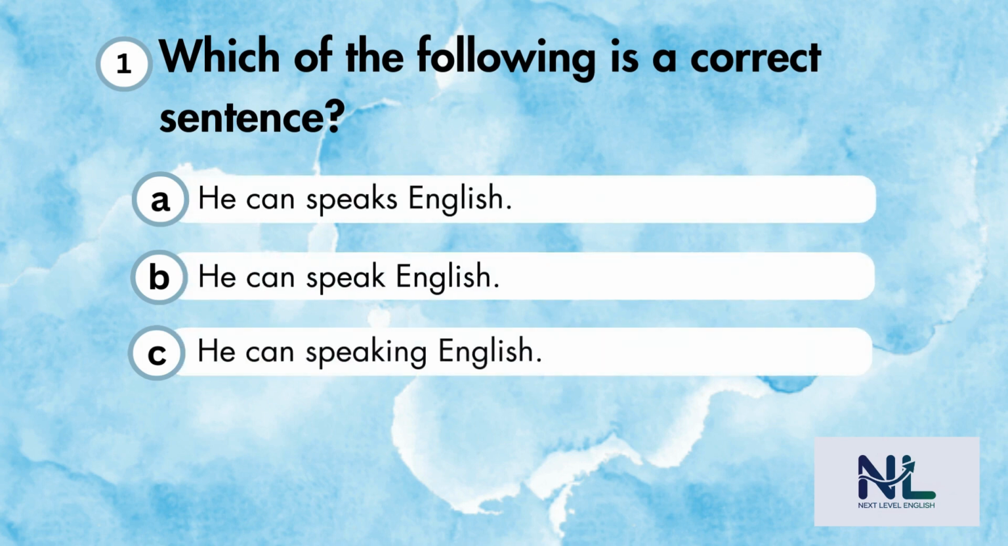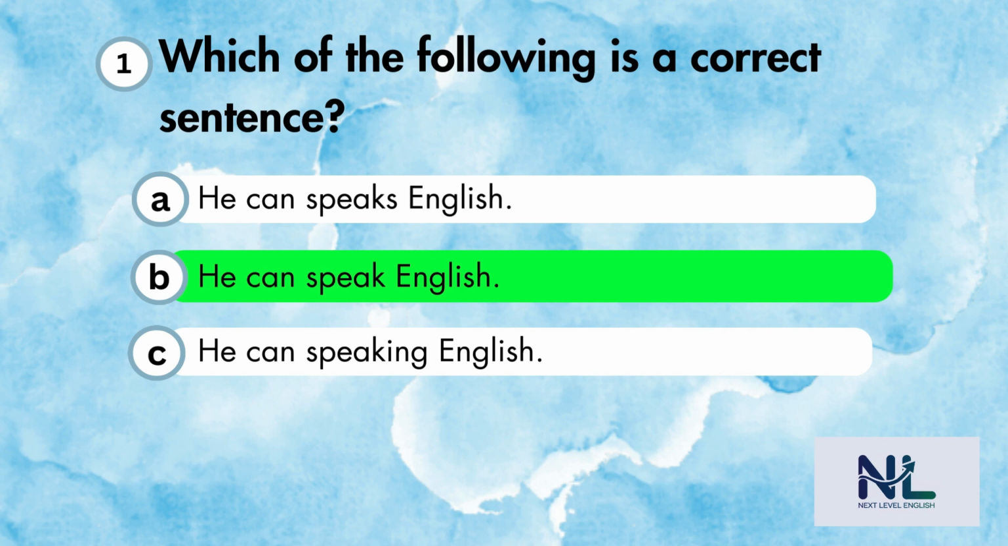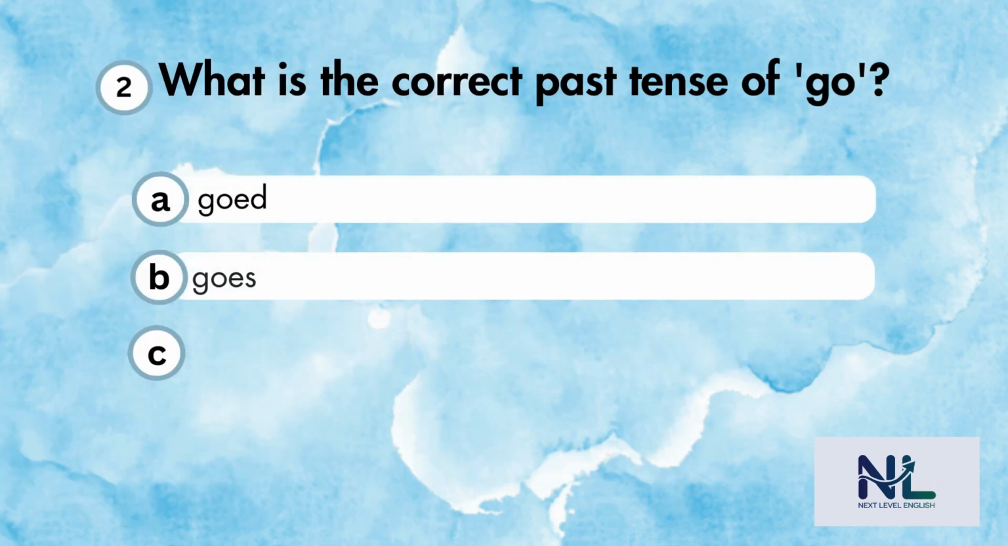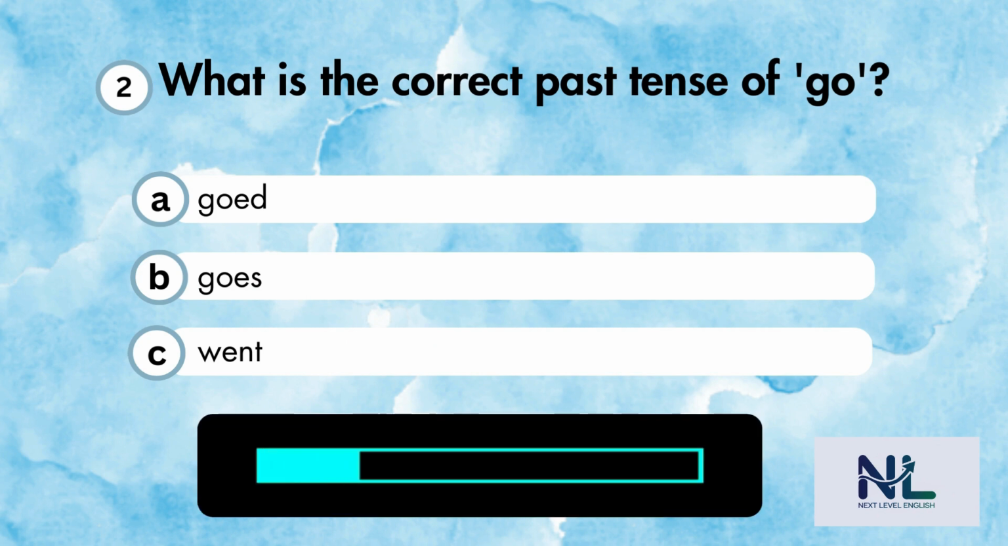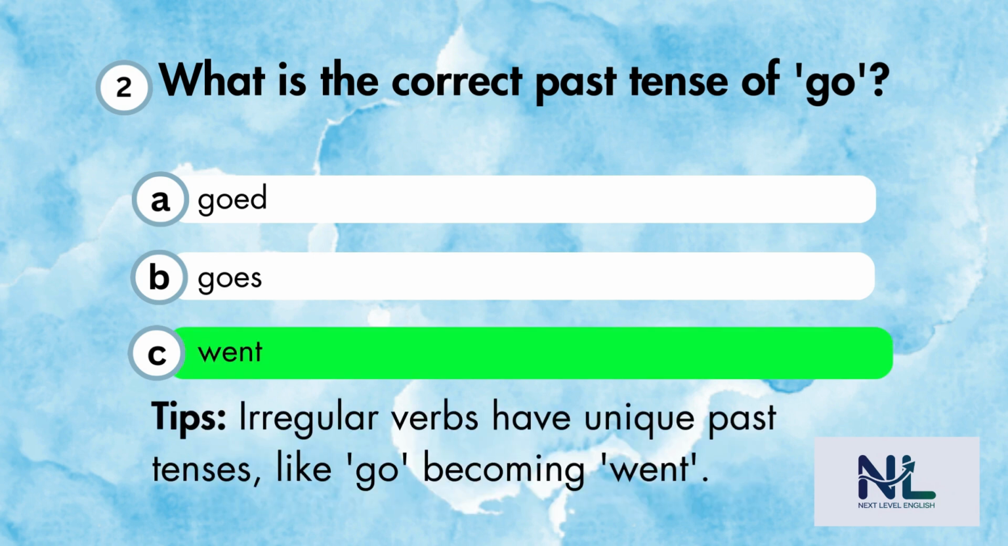1. Which of the following is a correct sentence? He can speak English. Tips: in modals, the base form of the verb is used after the modal can. 2. What is the correct past tense of go? Went. Tips: irregular verbs have unique past tenses, like go becoming went.